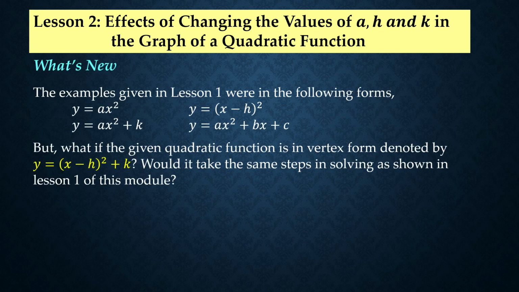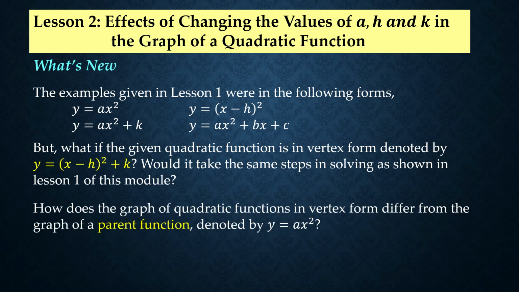So what's new? The examples given in lesson 1 were in the following forms: y equals ax squared. The second is y equals ax squared plus k. The third one is y is equal to the square of x minus h. And the fourth and the fifth example is in standard form: y is equal to ax squared plus bx plus c. But what if the given quadratic function is in vertex form, denoted by y is equal to a times the square of x minus h plus k? Would it take the same steps in solving as shown in lesson 1 of this module 8?